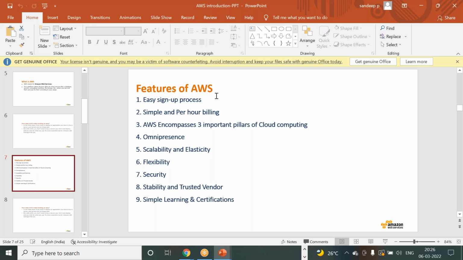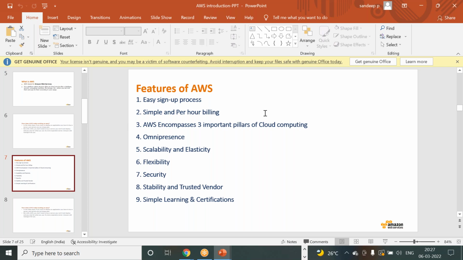I was just telling, no upfront investment required. That's why it is more reliable for starters. And you can also mention easy sign-up process, simple per hour billing, omnipresence, scalability, elasticity, flexibility, security, stability, and trusted vendor. Everything you can highlight, then they'll be impressed with your answers. If they ask why most organizations are moving from on-premises, you can highlight these features.